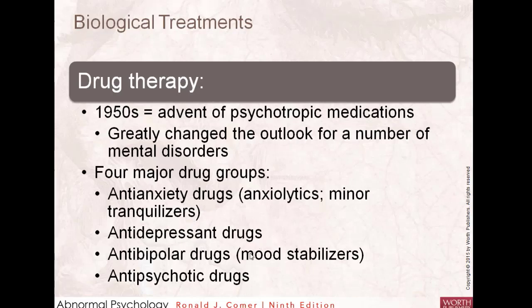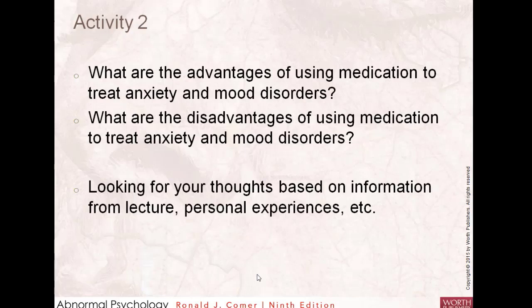Antidepressant drugs, or drugs to treat depression. Antibipolar drugs, so drugs to stabilize mood. We'll talk more about these in the different sections. And then antipsychotic drugs would be drugs to try to reduce symptoms of things like, for example, schizophrenia. So trying to reduce things like delusions and hallucinations.